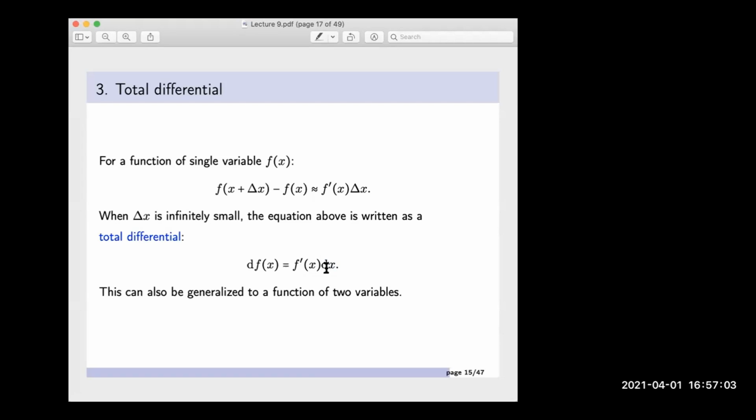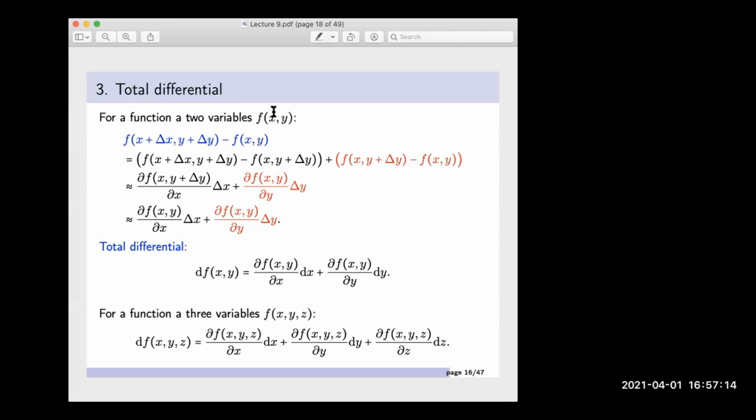Okay. So this is the total differential for a function of a single variable x. If you have a function of 2 variables, like a function f of x, y, then we still want to know what's the change of function value when the variables change. For example, if the variables x and y change simultaneously, then we can rewrite this change of function value into 2 parts, decompose it into 2 parts.